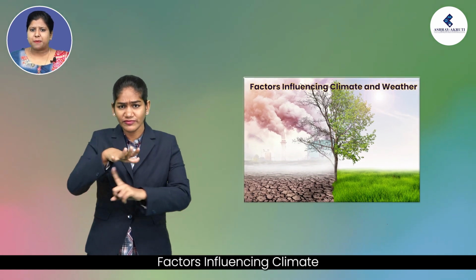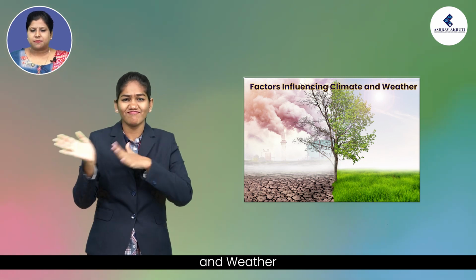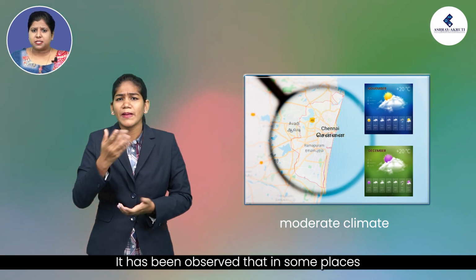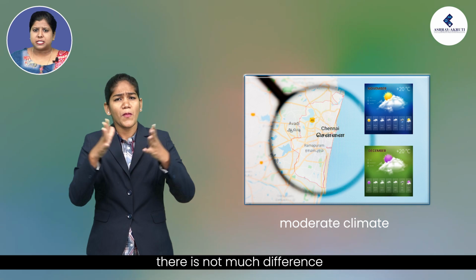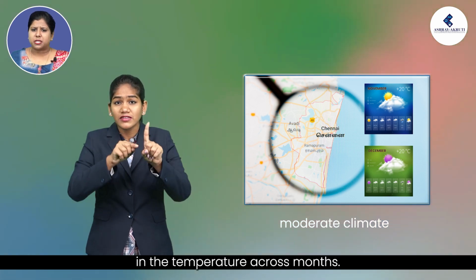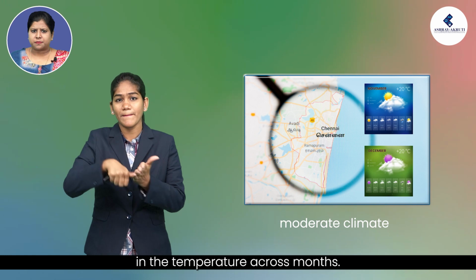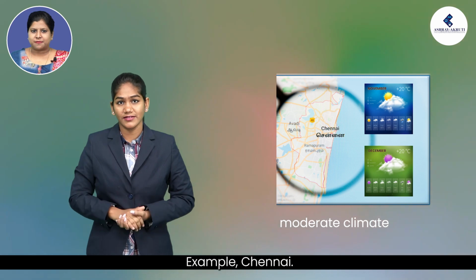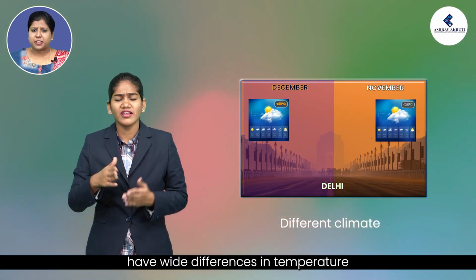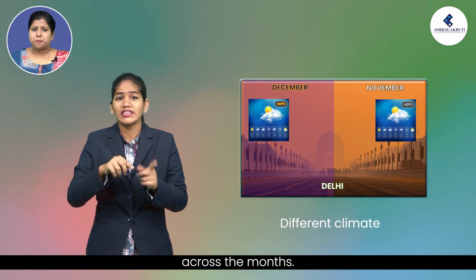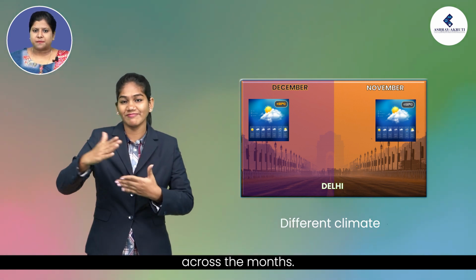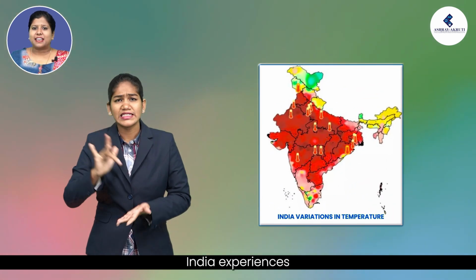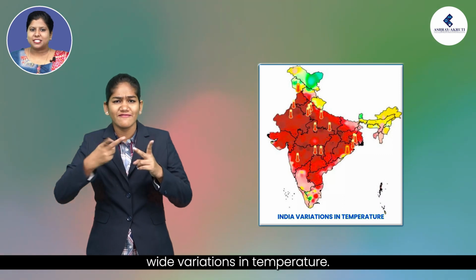Factors influencing climate and weather. It has been observed that in some places there is not much difference in the temperature across months, for example, Chennai. Some places have wide differences in temperature across the months, like Delhi. India experiences wide variations in temperature.